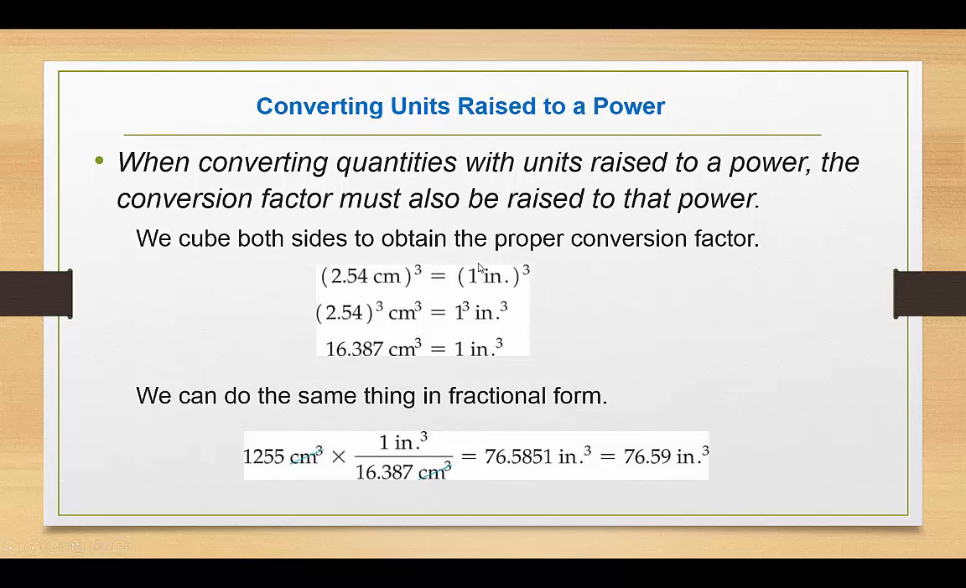2.54 centimeters is equal to 1 inch. But now I know I'm going to need to cube that, so I cube over here. Whatever I do to one side, I have to do to the other. Okay? So now that cube is on the outside of the parenthesis. That carries through both the number and the unit. So I would have to cube 2.54, right here, cubed, and centimeters, cubed. I would have to cube the 1, right here, and the inches. Right, so when I cube the numbers, 16.387 centimeters cubed, 1 inch cubed. Now I can plug that in and get my final answer.